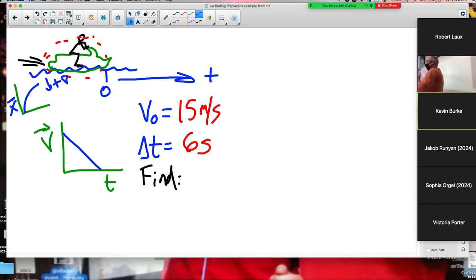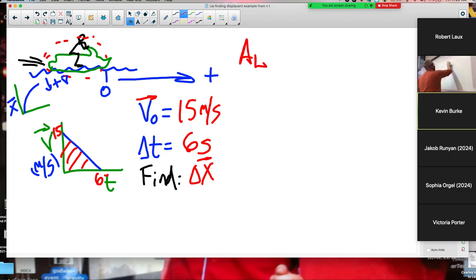Do we know the starting velocity? How fast was it going at the beginning? Yeah, so our y-intercept is going to be 15 meters per second. And do we know the final clock reading? 6 seconds. Now we need to find the displacement. How do we find the displacement? Well, it's the area under our velocity versus time graph. But Macy, what shape do we have here? Oh, a triangle.